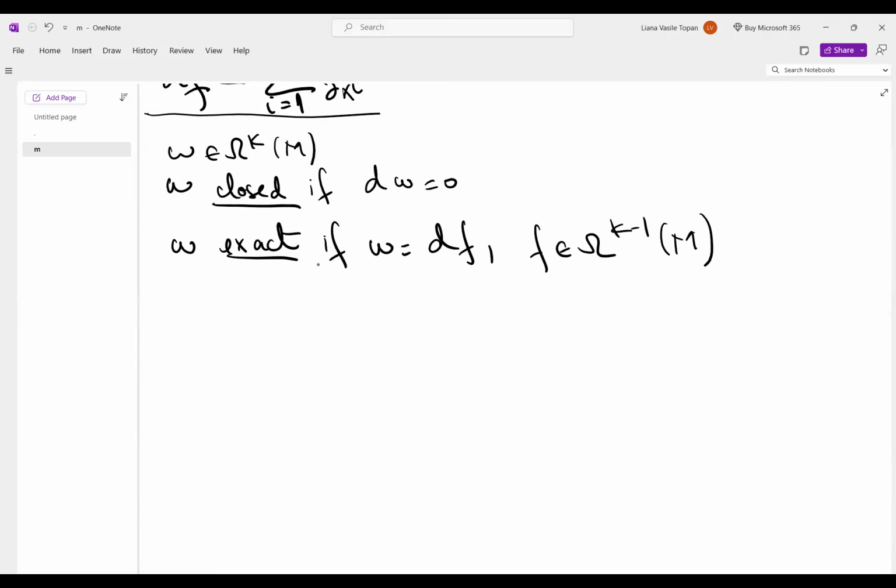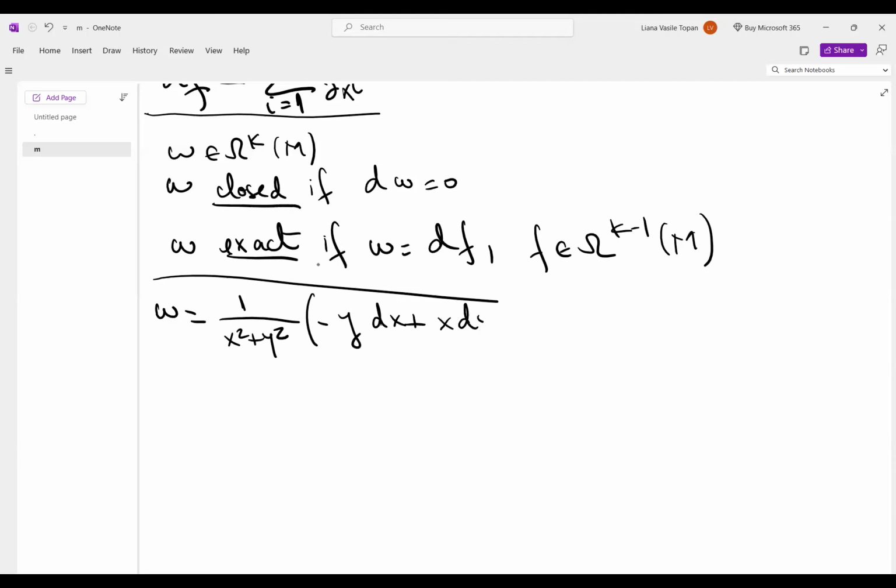I'm going to take an example here so we can calculate the exterior derivative. Let's look at omega, the following form: 1 over x squared plus y squared times negative y dx plus x dy. This is a one-form on R squared minus (0, 0). And we are going to show that omega is closed.